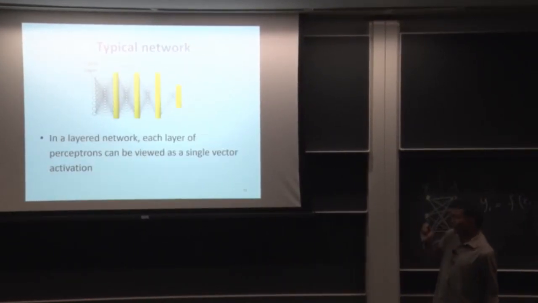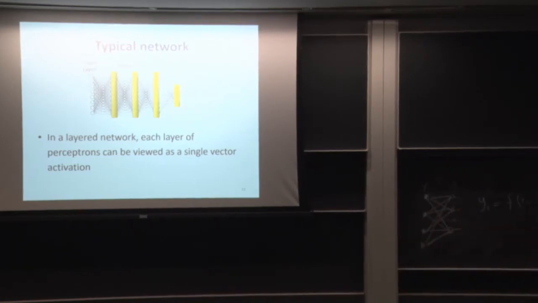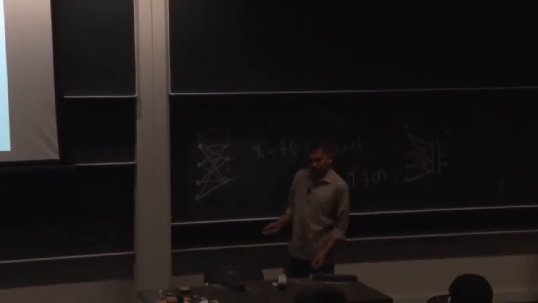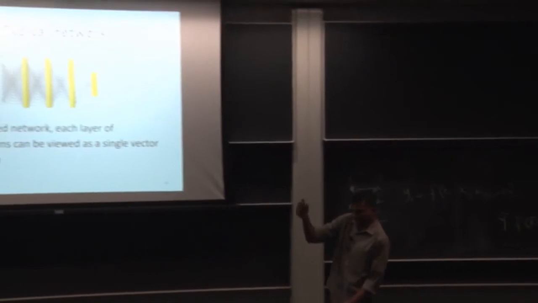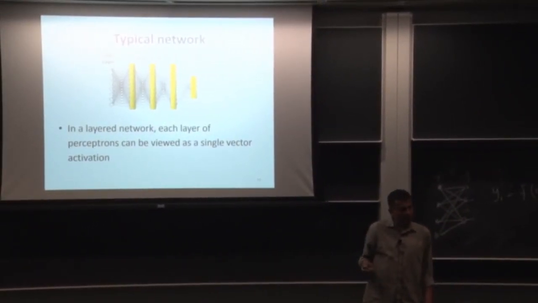None? Okay. And of course, in a layered network, each layer can now actually be viewed as a vector activation of the trivial kind, where changing one input changes only one output. Right? So it's like having many independent entries can be thought of as a trivial vector activation.